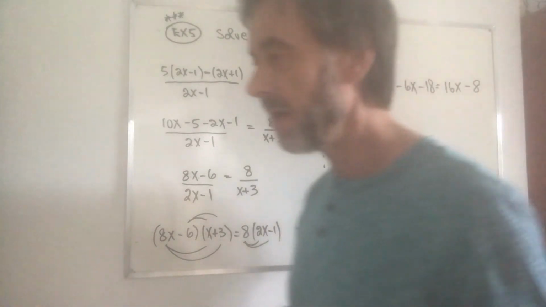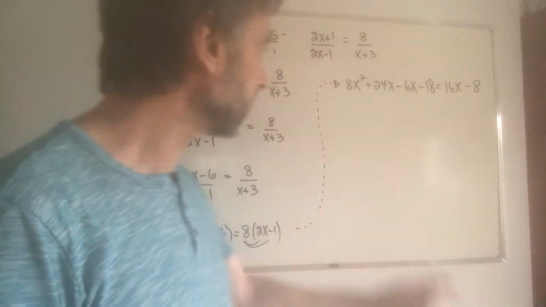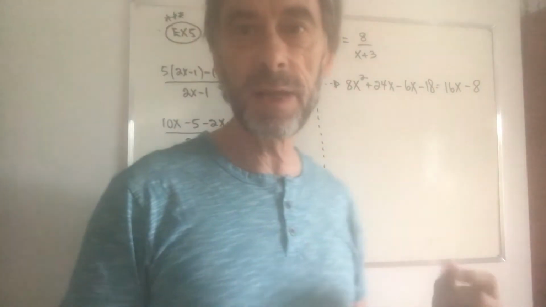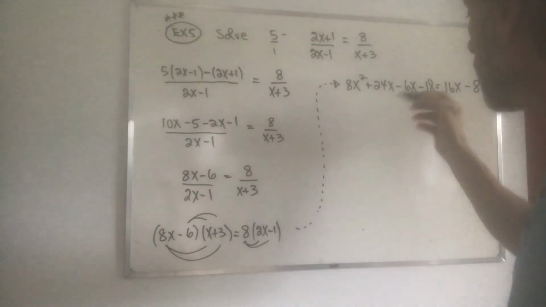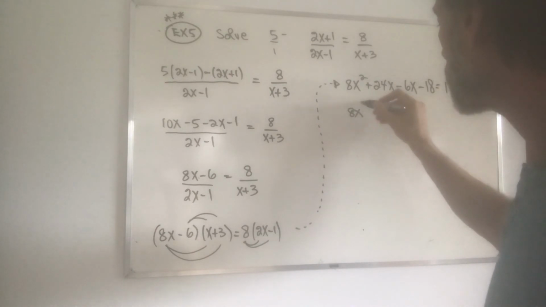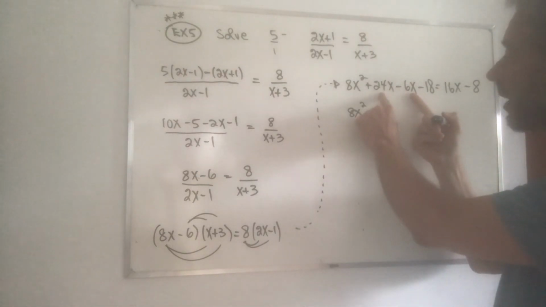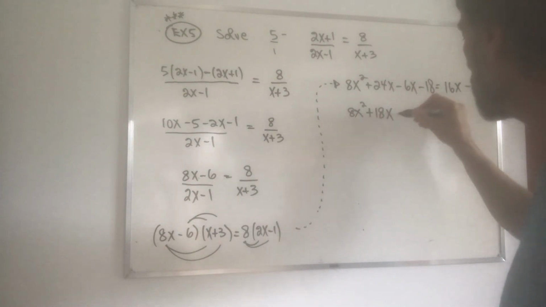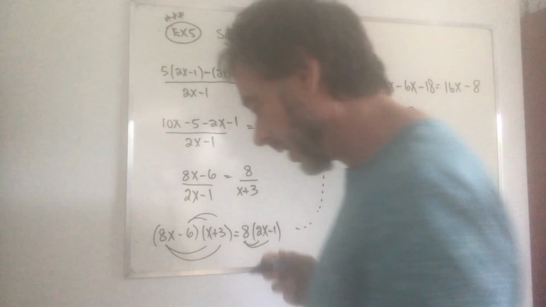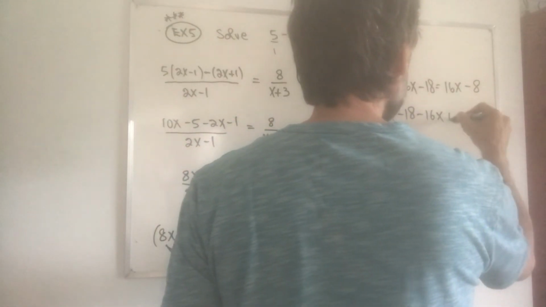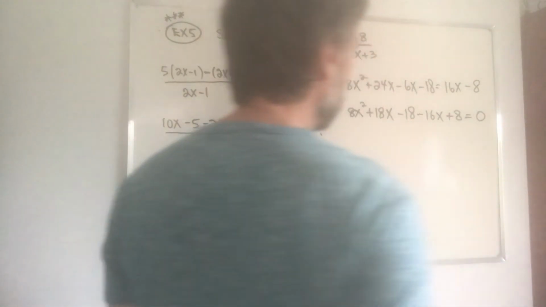What kind of equation do we have here, ladies and gents? What do you recognize here? Oh, it's a square. So another quadratic equation. That's really the theme of today. So everybody stays on the left. 8x squared plus 24 minus 6, what would that be? That would be 18x minus 18. And I want to bring what is on the right side to the left so that I can have an equal to 0. So minus 16x plus 8 equal to 0.